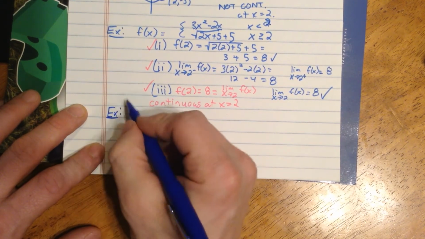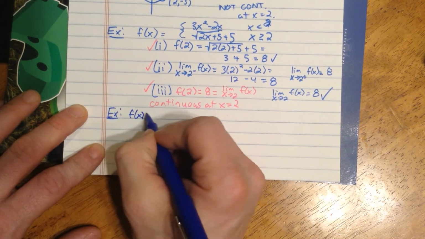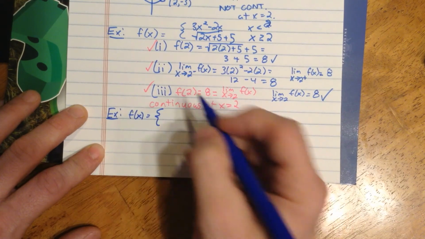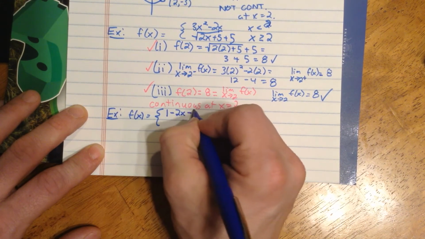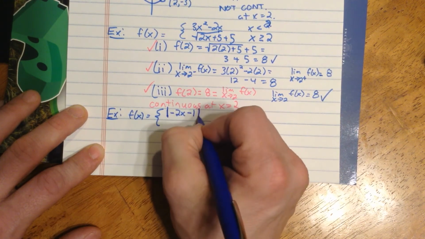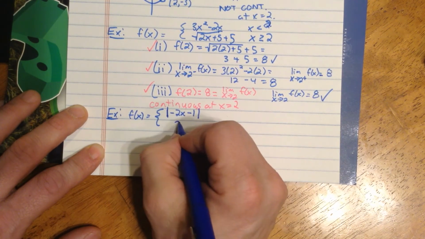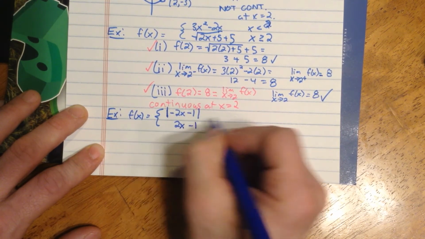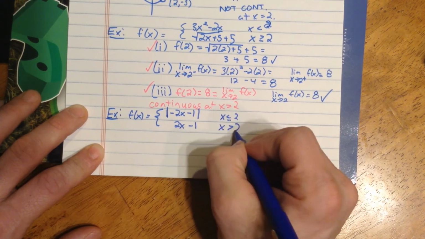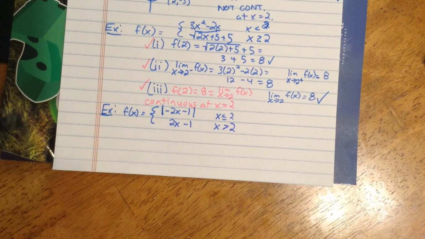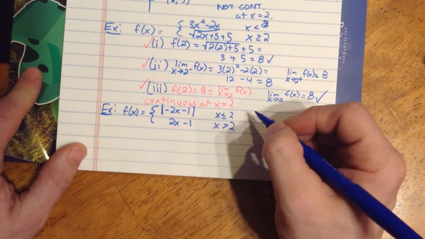Last example, another piecewise. f of x equals, let's do some absolute values, the absolute value of negative 2x minus 1, make that a little bit bigger, and 2x minus 1. And these will be x is less than or equal to 2, x is greater than 2. Alright, and we're obviously looking at x equals 2.